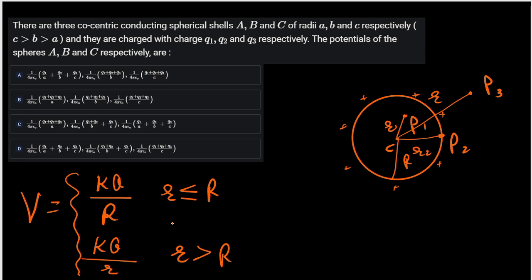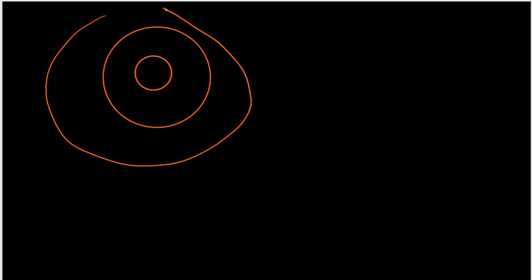Now using the same concept, we are going to solve this problem. Here they are saying that we have three concentric spheres. So let's first make three concentric spheres. It became an ellipse, we want a sphere. 1, 2, 3. These are three conducting spherical shells. This shell's name is A, this shell's name is B, and this shell's name is C.